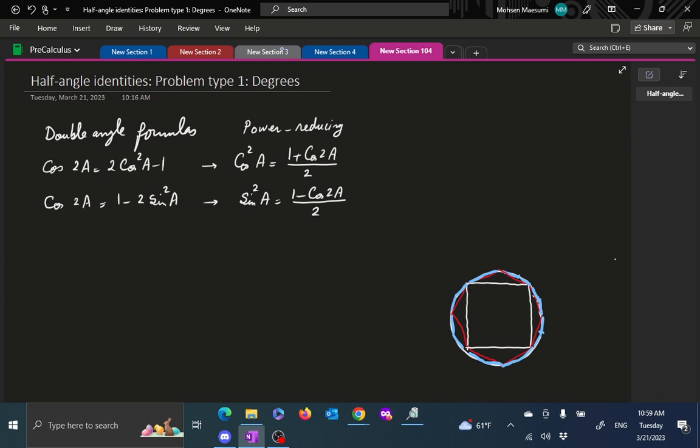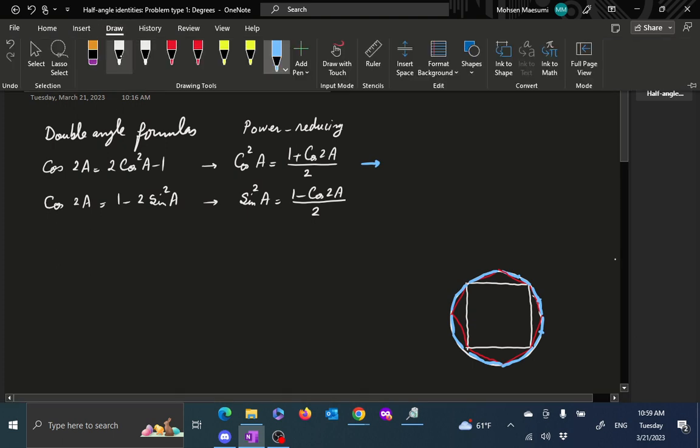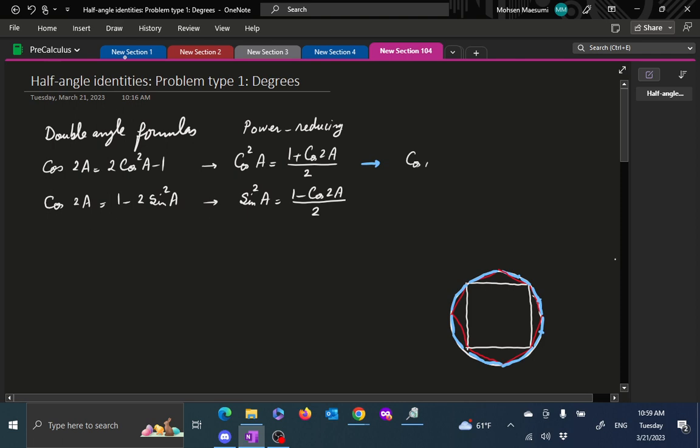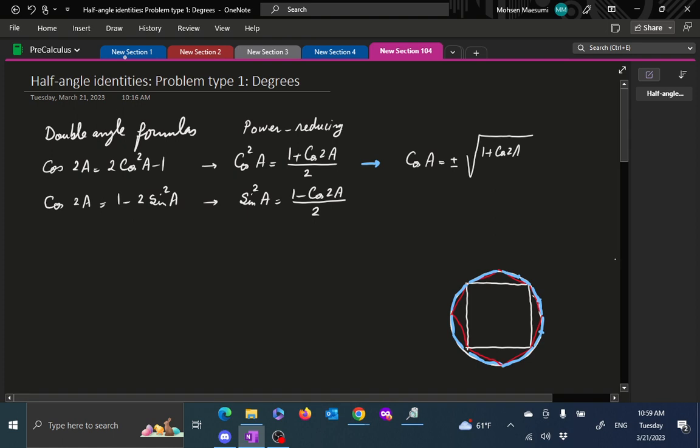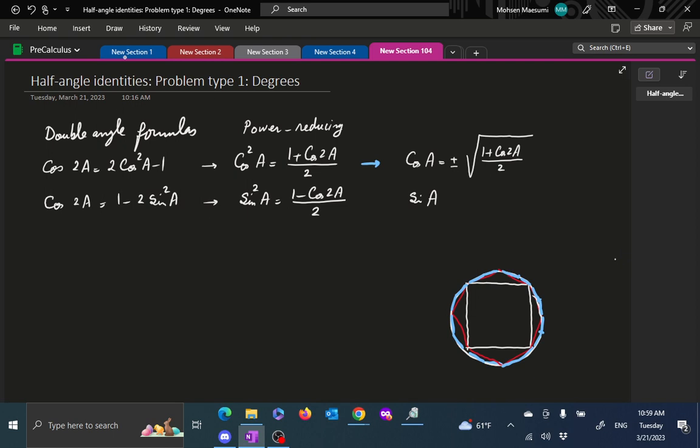From here we just need one step to go to our next level, which is to take a square root. So we'll have cosine of a. Cosine of a could have been positive or negative, so that has to be determined. That's why we have a plus or minus, and we have a radical of whatever is on the right hand side. In the same way, sine of a is plus or minus the radical of 1 minus cosine of 2a over 2.